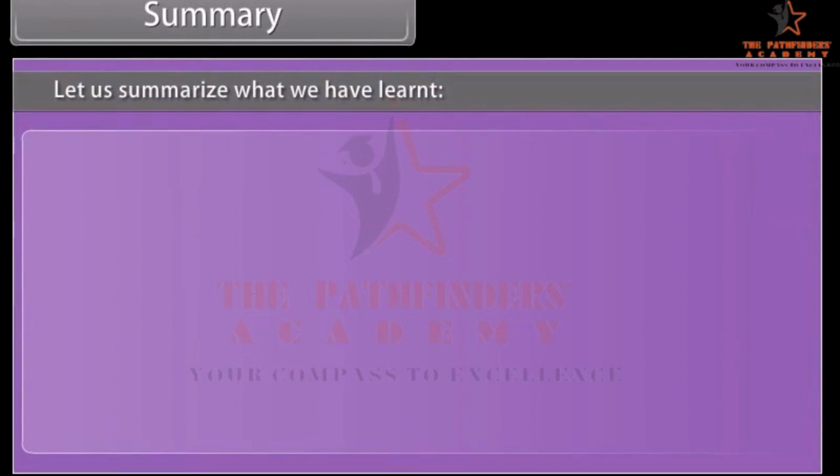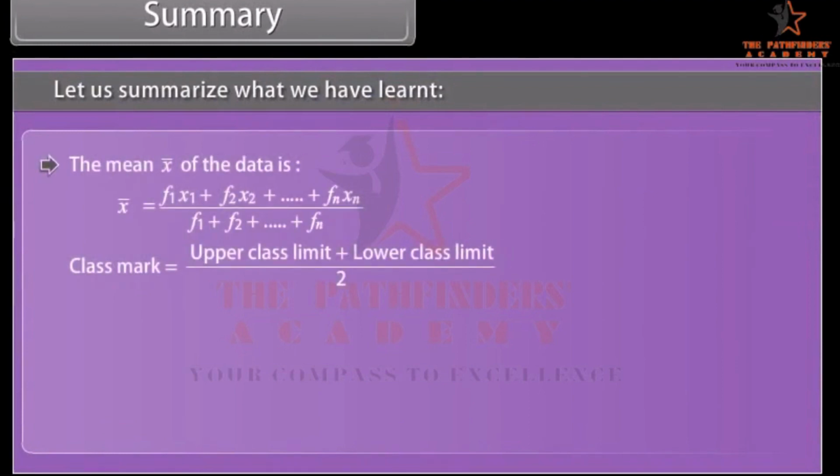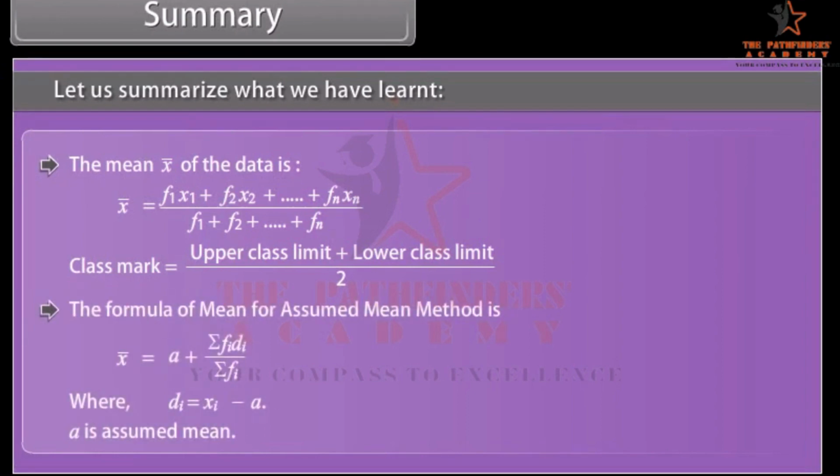Summary. Let us summarize what we have learned. The mean x bar of the data is x bar equals (f1 x1 plus f2 x2 plus and so on plus fn xn) by (f1 plus f2 plus and so on till plus fn). Class mark equals (upper class limit plus lower class limit) upon 2. The formula of mean for assumed mean method is assumed mean plus summation of the product of fi and di divided by summation of fi, where di is equal to xi minus a. a is the assumed mean.